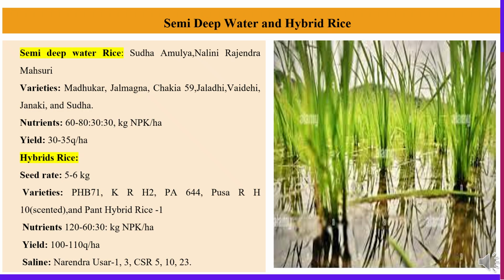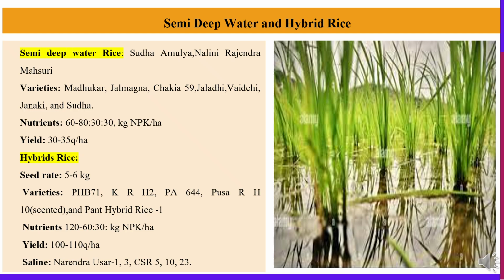Semi-deep water rice. Semi-deep water rice varieties are adapted to environments where fields remain submerged under 25 to 50 centimeters of water for extended periods during the growing season. These varieties possess tolerance to submergence and are suitable for flood-prone regions.